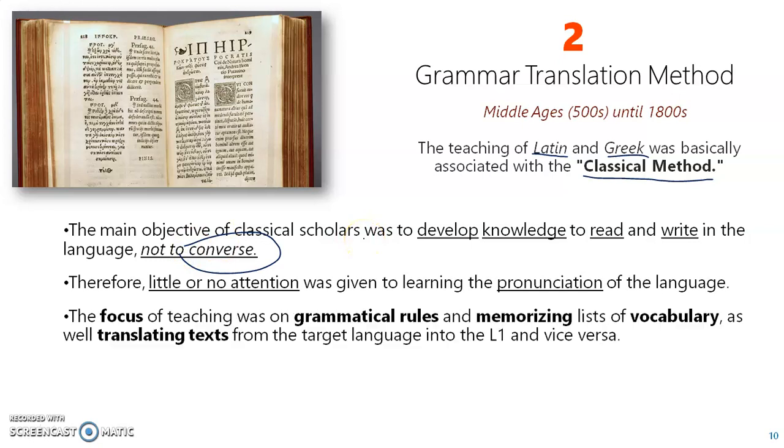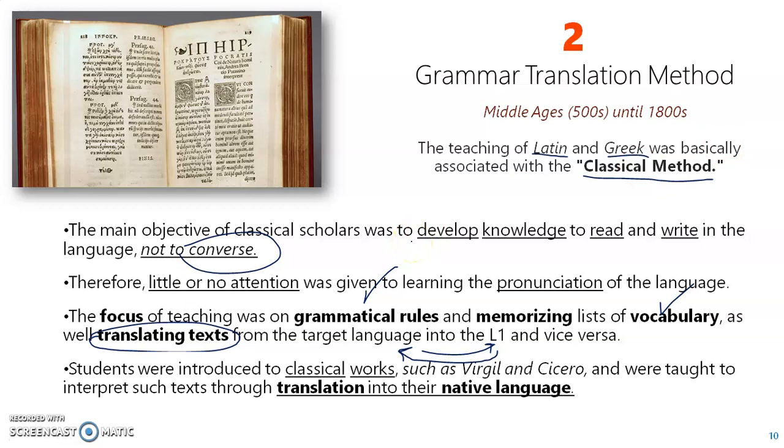Therefore, there was no attention to pronunciation. The attention was on grammatical rules and on vocabulary lists that were memorized, and finally, the focus was on translating text from L1 to L2 and from L2 to L1. And as I said before, when it was the classical method, translation was to Latin and Greek or from Latin and Greek. Therefore, students would translate classical works such as epics and poems, etc., to their native language.